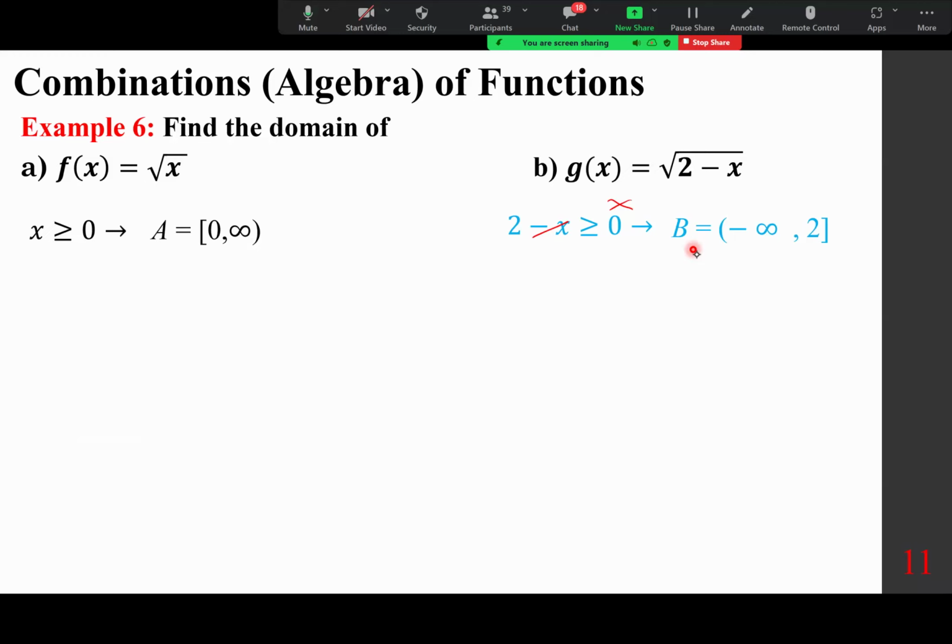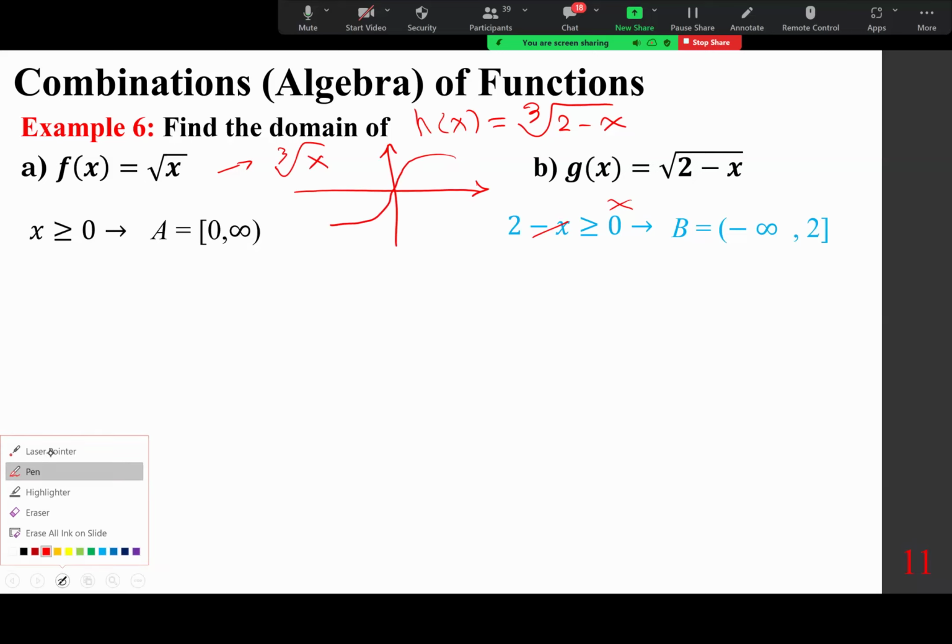But before we move on to the next part, I want to remind you what happens if, let's say, we had h of x equals cube root of 2 minus x, or for that matter, cube root of x. I hope you remember the graph of cube root of x looks like that, and the domain is all real numbers. When the index is odd, there are no restrictions. Domain is all real numbers. You don't have to do anything.